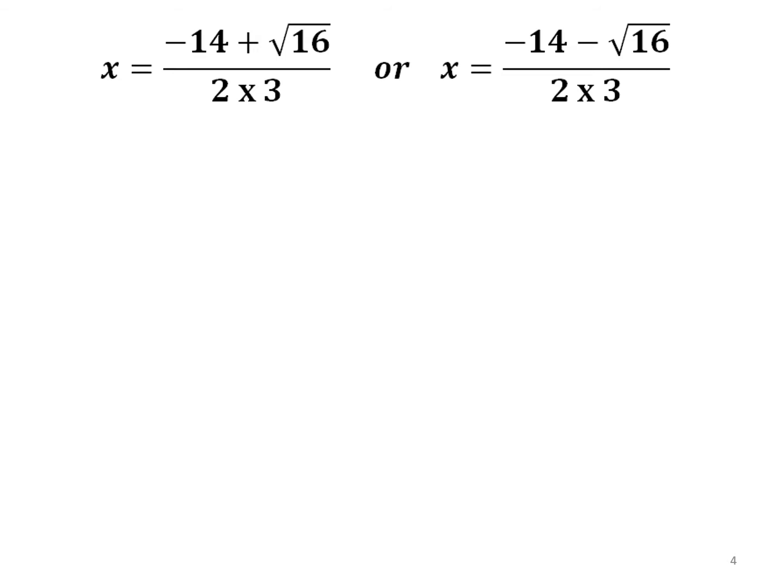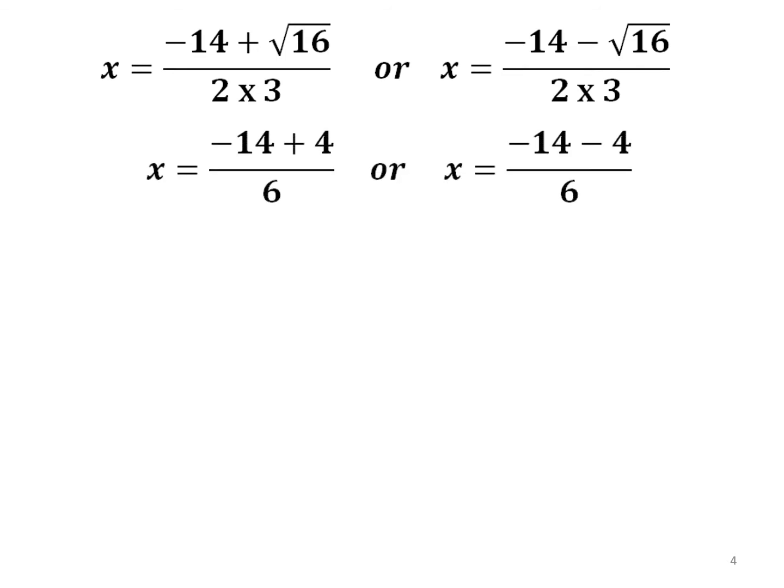Minus 14 plus root 16 is nothing but 4. 2 into 3 is 6. So x is equal to minus 14 plus 4 upon 6, or x is equal to minus 14 minus 4 upon 6. Plus and minus is minus, so minus 14 plus 4 will give you minus 10. Minus and minus is plus, so 14 plus 4 is 18.